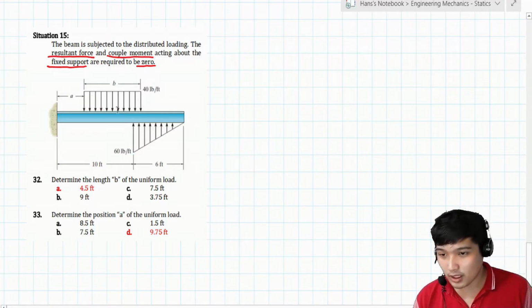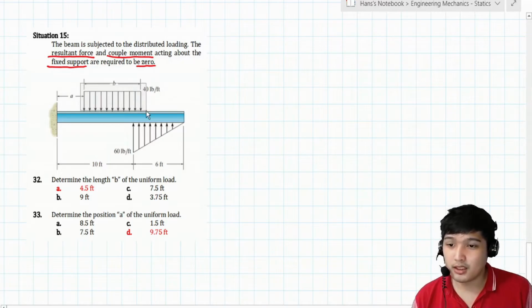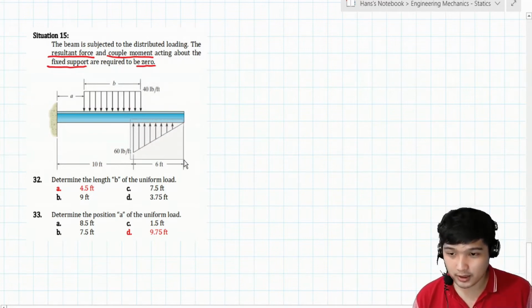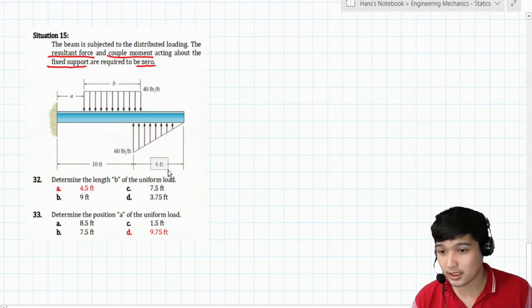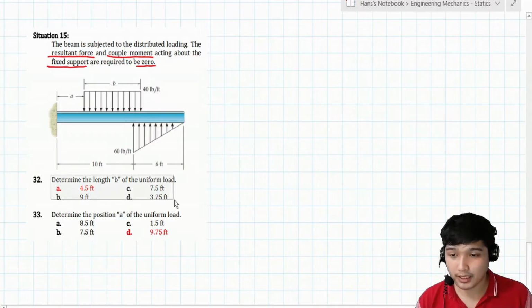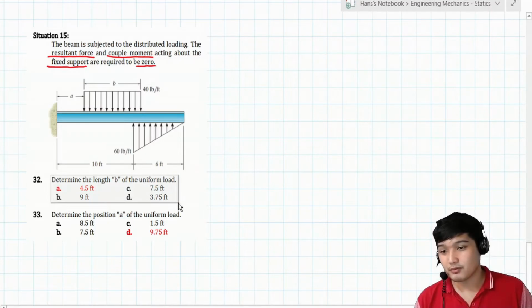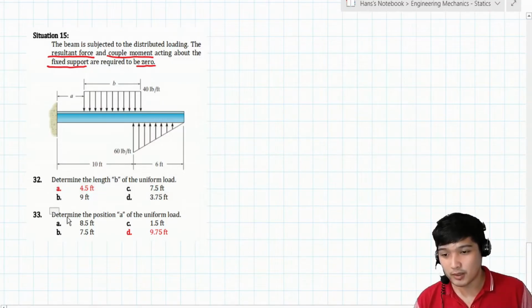So, makikita mo dito, class, meron tayong uniformly distributed load, may dimension na B, and then may intensity na 40 pounds per foot. And we also have an upward triangular loading na 60 pounds per foot. And then may horizontal distance na 6 feet and then 10 feet from the fixed support. So, first question, determine the length of the uniform distributed load and determine the position A.